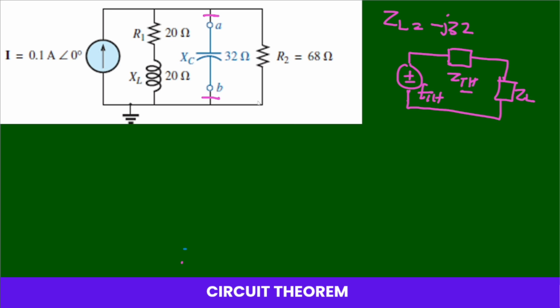But we know that anytime we are told to determine the ZTH, which is the Thevenin's equivalent impedance, it means that we are going to remove the equivalent circuit. If it is a current source, the current source becomes open circuited. In other words, we are going to take it off. If it's a voltage source, it becomes short circuited.